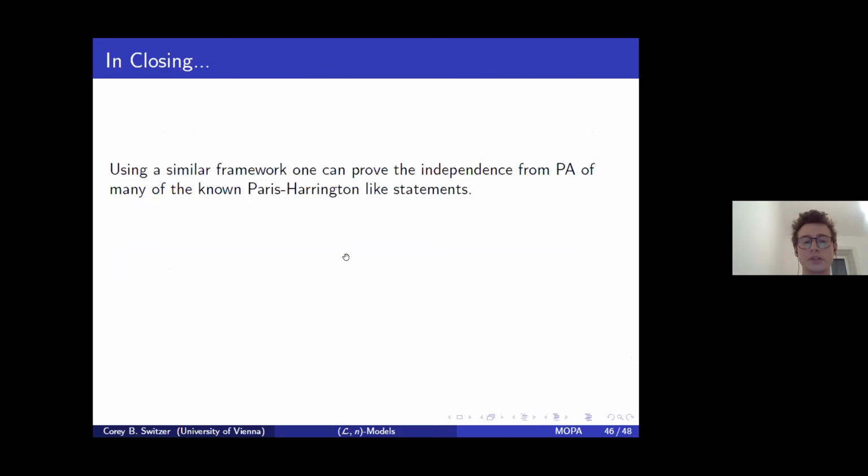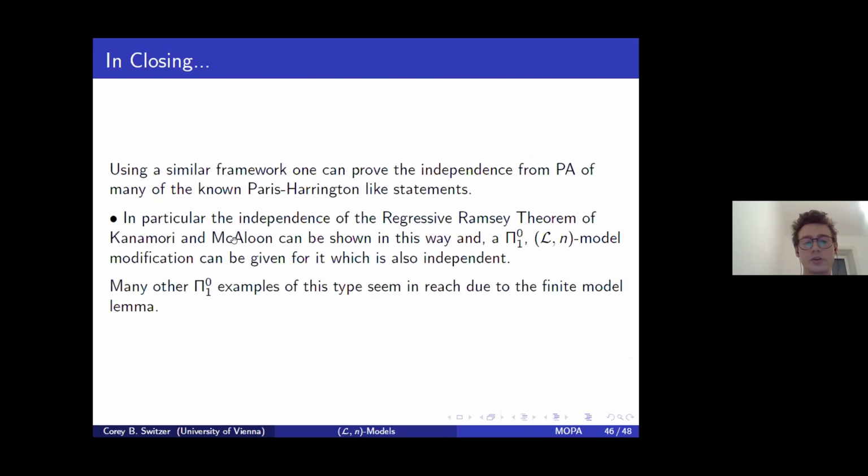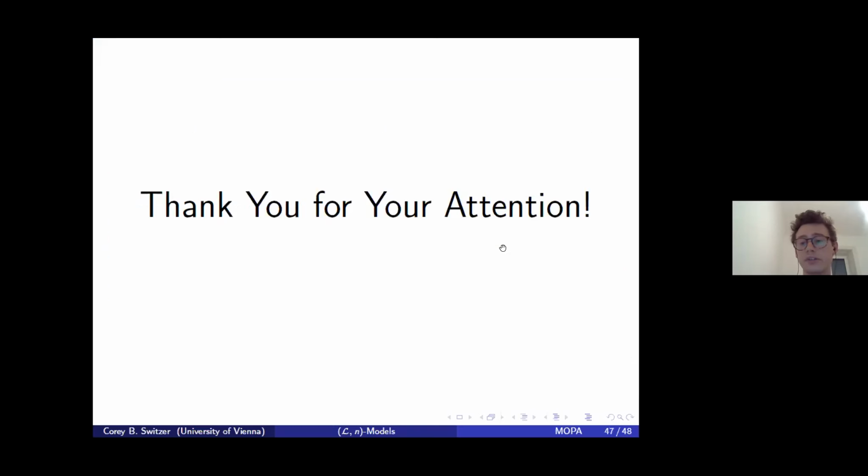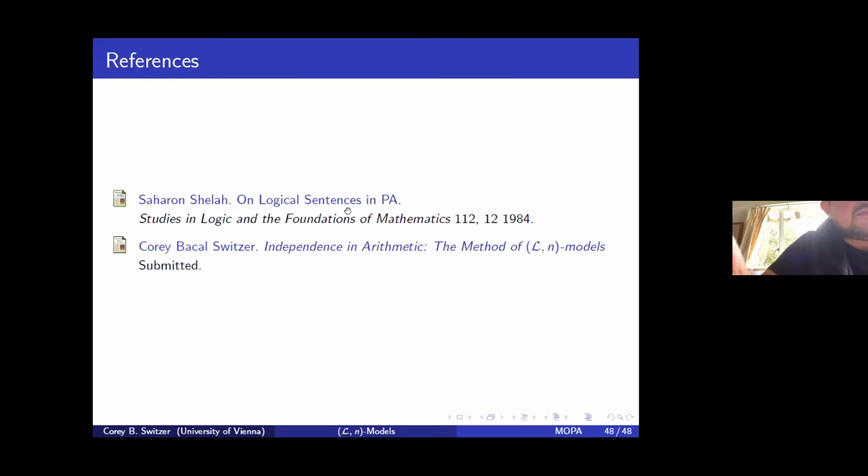And let me just finish by saying, using this kind of framework, one can actually prove a lot of these sentences. It starts to feel a little routine. So for example, I can give an alternative proof of Kanamori and McAloon's regressive Ramsey theorem, which is an example they gave that's related to Paris-Harrington. And I can even give a similar modification to a Pi 0, 1 Ln model version. And also it seems like you could do similar Pi 0, 1 examples like this. So thank you for your attention. And this is Sherlock's paper, and then there's mine. Those are my references. So thank you so much.